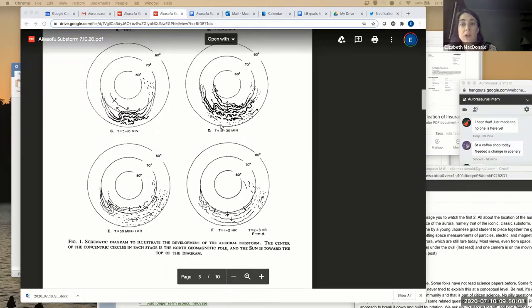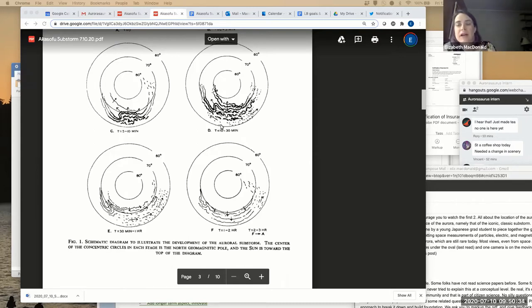I read this paper a long time ago before I saw any aurora, and then when I did see aurora, I was like, where's the substorm? I expected it to do exactly what they describe in this paper, and on average it does not, very often. But these are still important patterns.